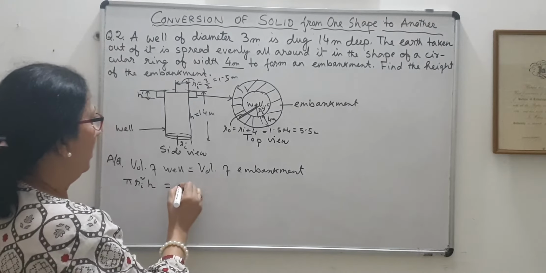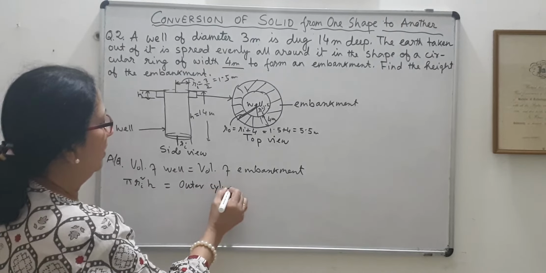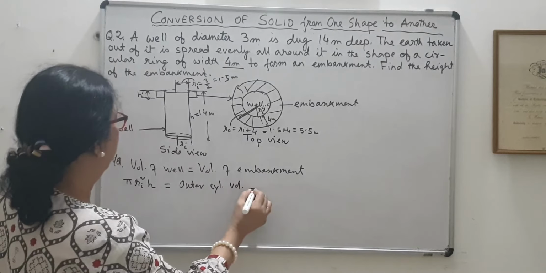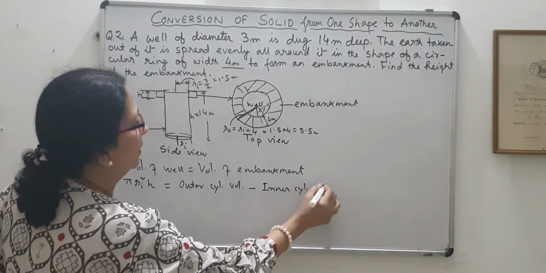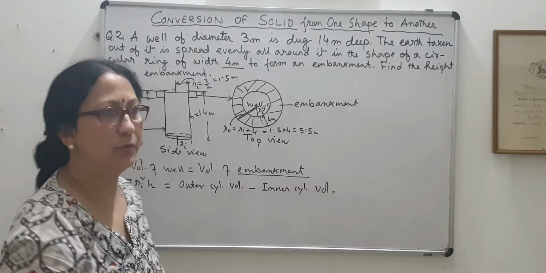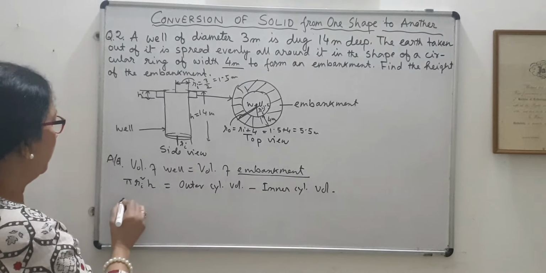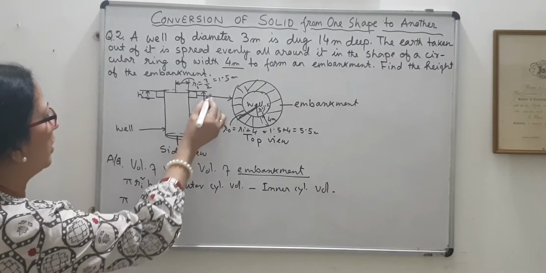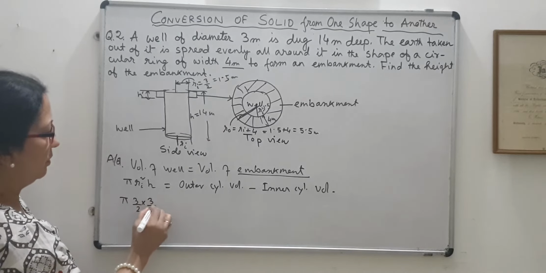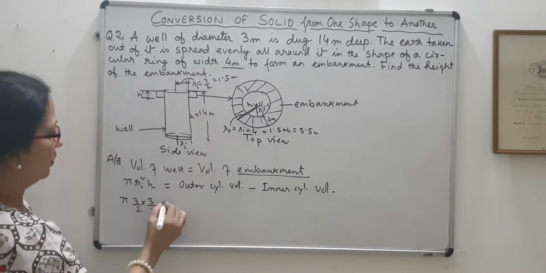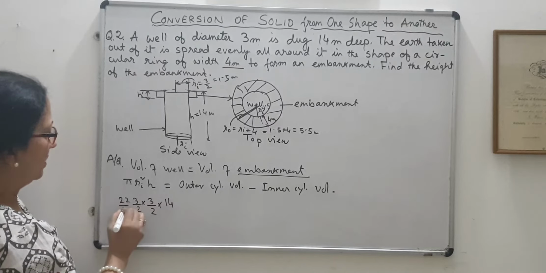So outer cylinder volume minus inner cylinder volume. Inner cylinder volume. That will be the volume of the embankment. You have to visualize the thing, how it is happening. So it is your pi. Ri is your, let me write in the form 3 by 2. Ri is your 3 by 2 into 3 by 2, Ri square, and this height is your 14. And in place of pi, let me write 22 by 7.